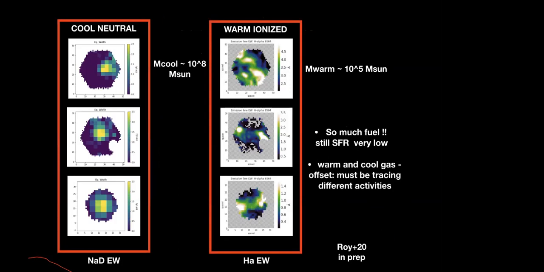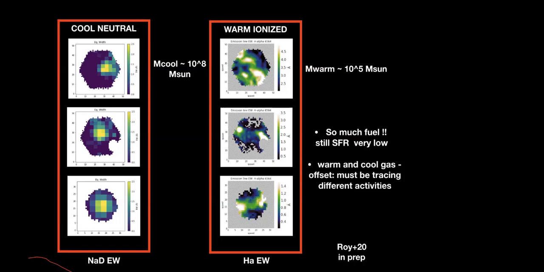So this gas is just sitting around to form stars, but these galaxies are not forming any stars. The star formation rate observed in these galaxies is very low. And the other observation is that, if you compare panel by panel, the warm and the cool gas are spatially offset from each other. Where these are lying, those are not here. So this is completely complementary or offset from each other.